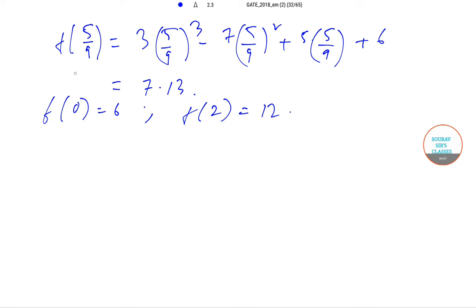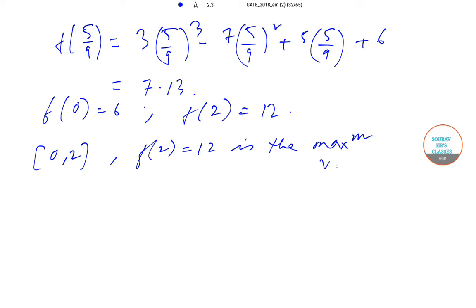So as you can see, in the interval 0 to 2, f(2) equal to 12 is the maximum value. As we are supposed to find the maximum value of f(x), that is equal to 12, which is the answer.